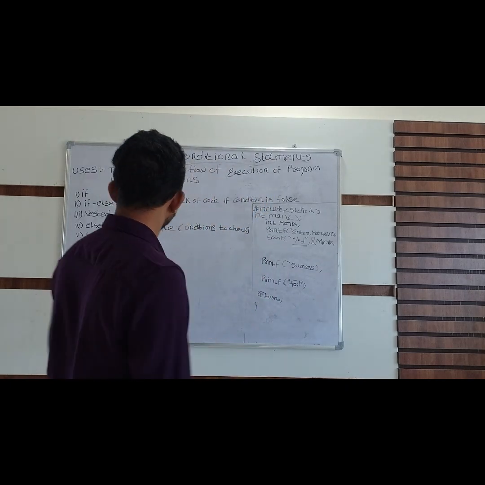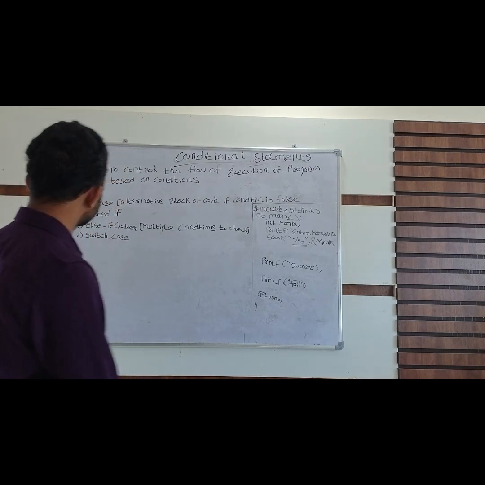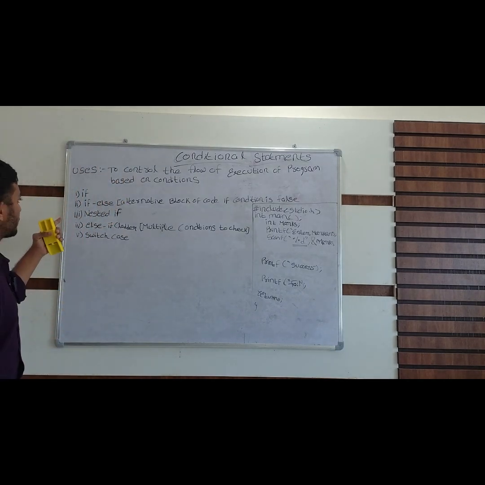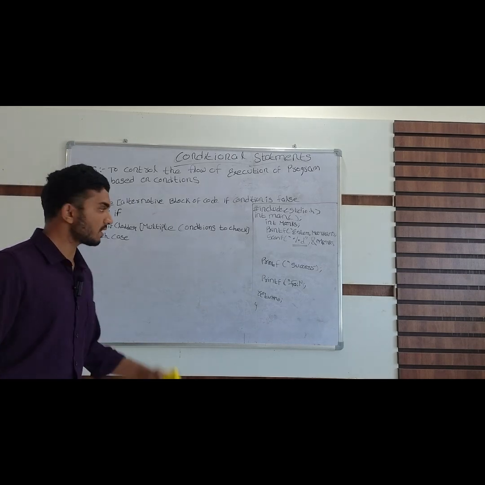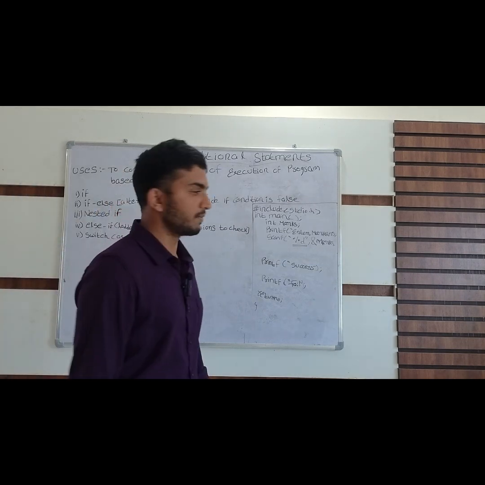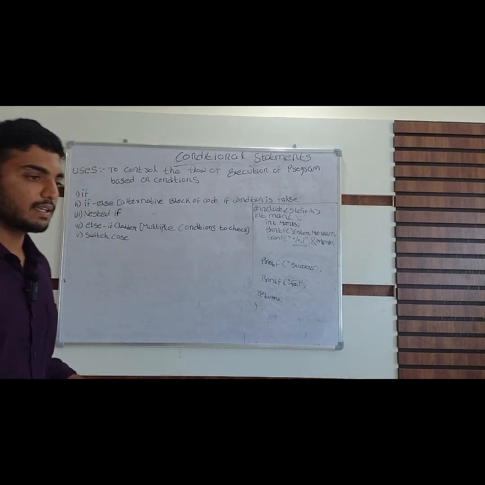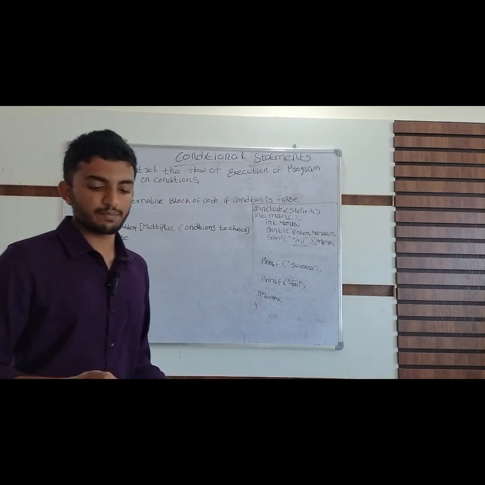There are different types of conditional statements in C programming. For example, if statement, if else statement, nested if, else if, and switch case. These are all conditional statements used in C programs. Before knowing this, we have to know what the flow of execution of a program is.